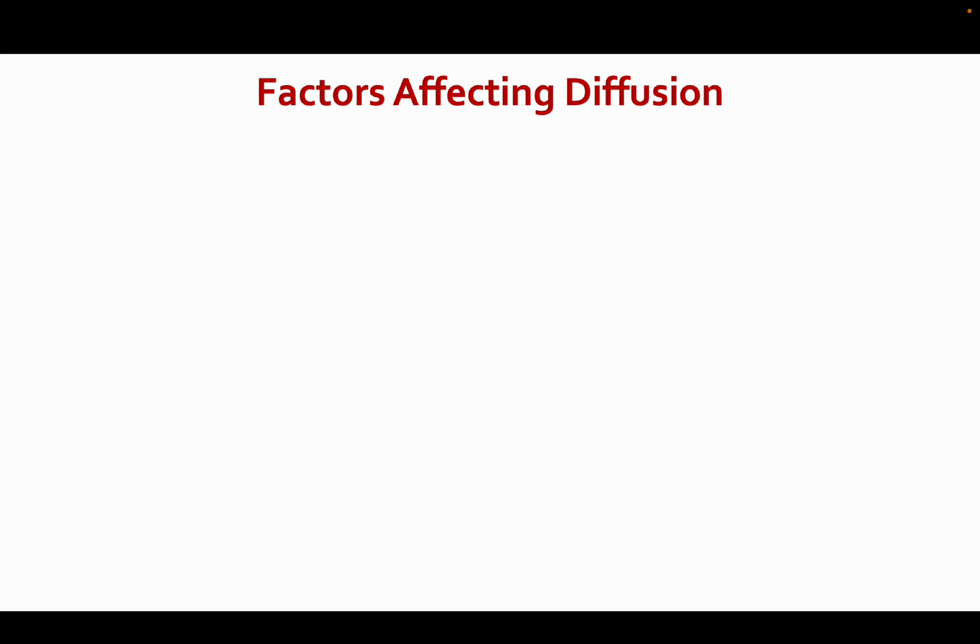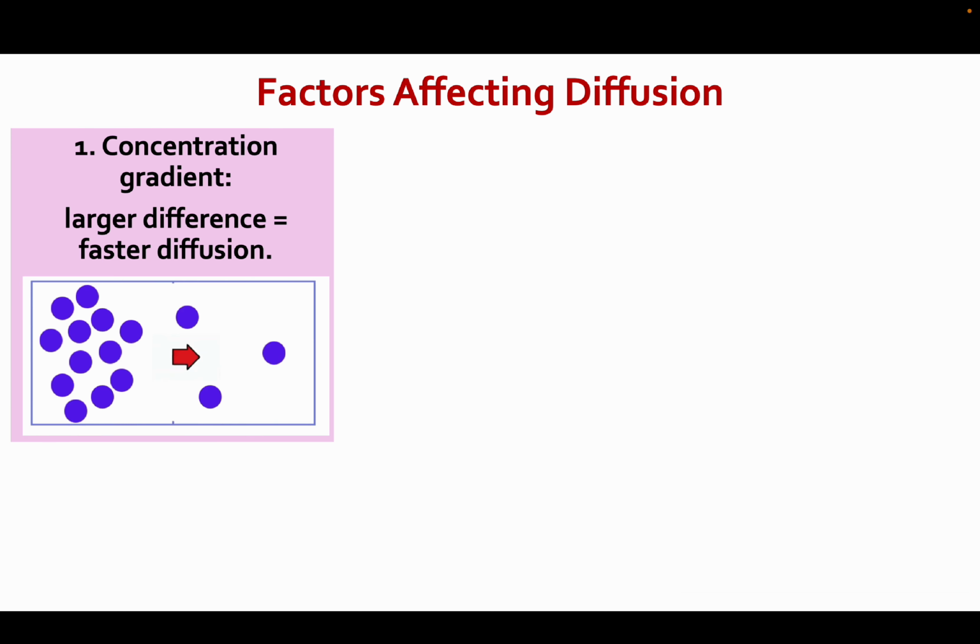We will now have a look at which factors affect diffusion. The first factor that affects diffusion is the concentration gradient. All that means is that the larger the difference, the faster the diffusion happens. So if I have a lot of particles in one area compared to very little in another area, since there is a very large difference, the diffusion will happen a lot faster, and molecules or particles are going to quickly move from an area of a high concentration to an area of a lower concentration.